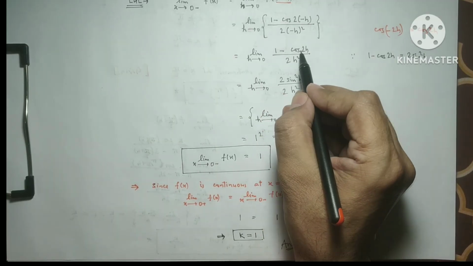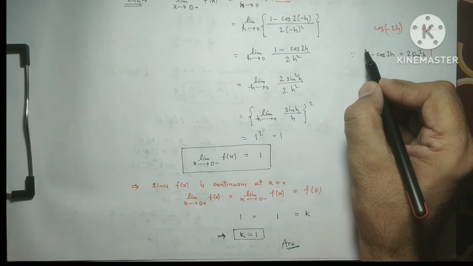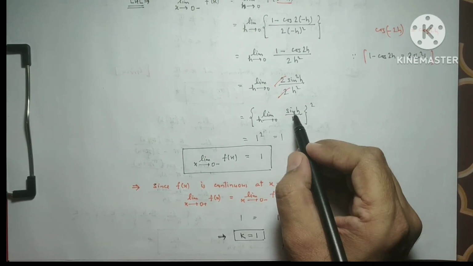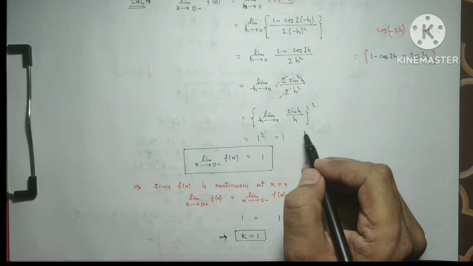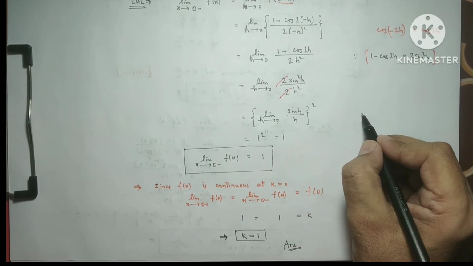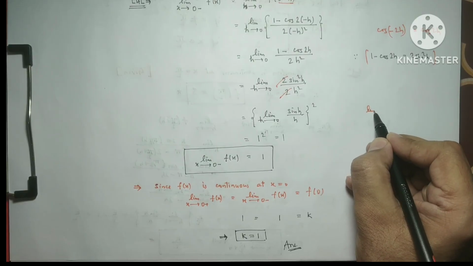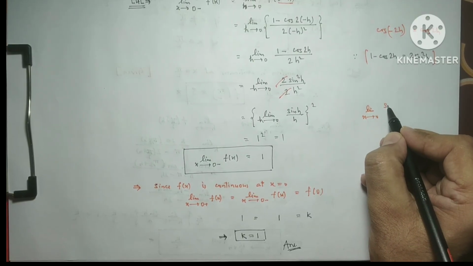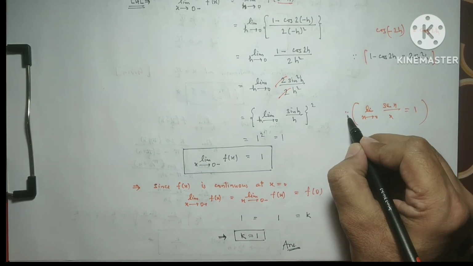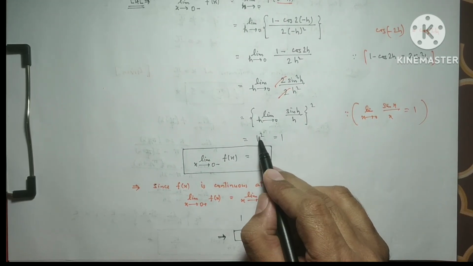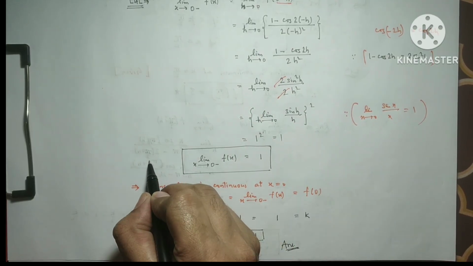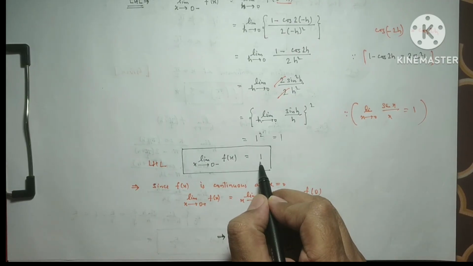So it is 1 minus cos 2h, and its formula is twice sin square h. We put this over 2h square, cancel out the 2 and 2, we get sin square h over h square. So limit h tends to 0 of sin h over h, it means limit x tends to 0 of sin x over x is 1. We know this by the concept of limits. So we get 1 square, and finally the value is 1. So the right and left hand limit of the function is 1.